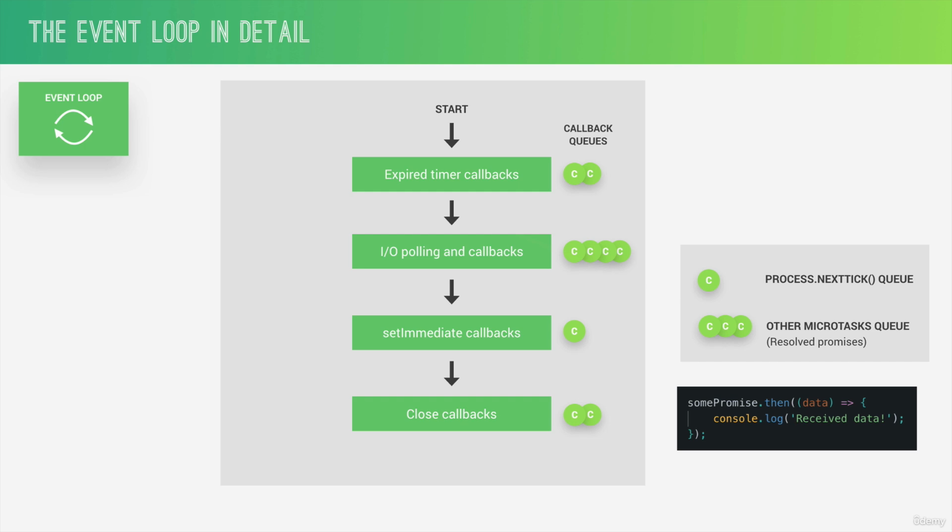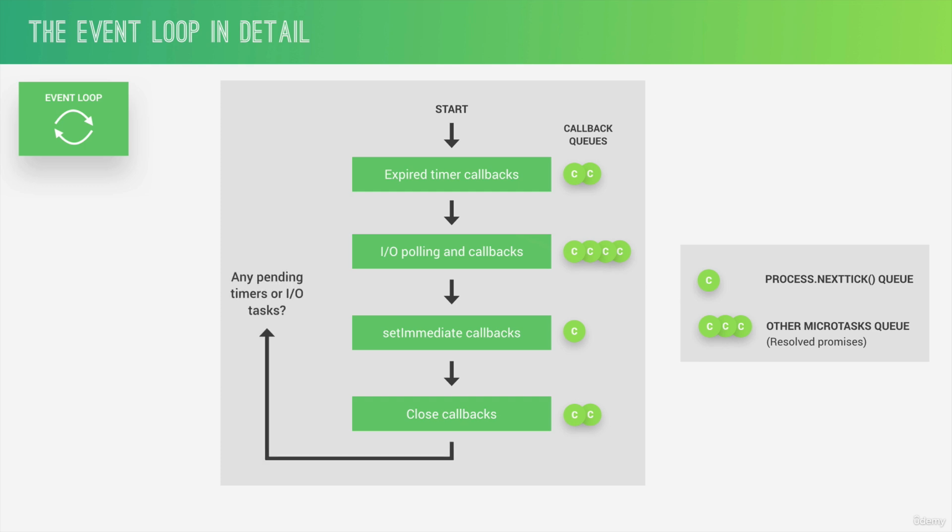Alright, and with that, we actually finished one tick of the event loop. And the tick is basically just one cycle in this loop. So now it's time to decide whether the loop should continue to the next tick or if the program should exit. And how does Node do that? Well, it's very simple. Node simply checks whether there are any timers or I/O tasks that are still running in the background. And if there aren't any, then it will exit the application. But if there are any pending timers or I/O tasks, well, then it will continue running the event loop and go straight to the next tick.